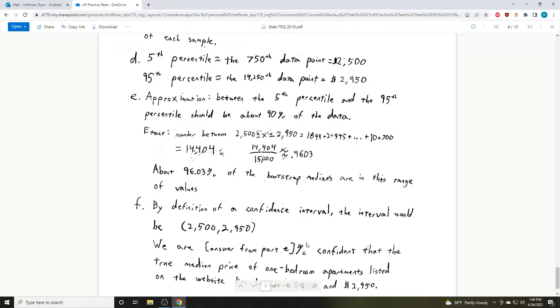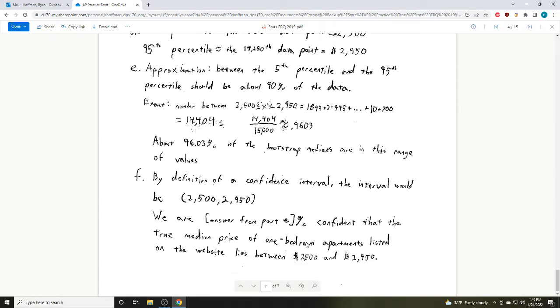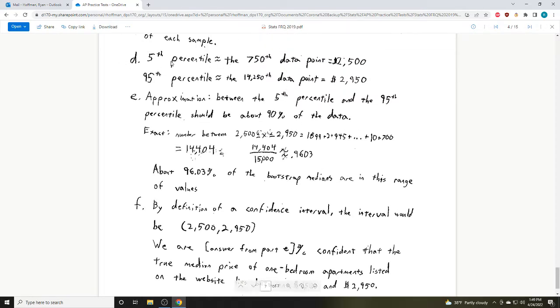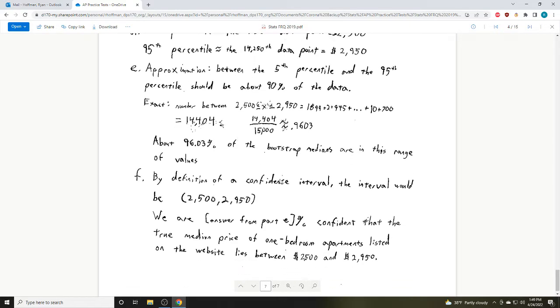So, by definition of a confidence interval, we can use that percentile to get an estimate of that low value and that high value and say we are that percent confident that the true median price is between these two values, which is the interpretation of a confidence interval. And they took either saying that 90% of the data is between here because we did the 5th percentile and the 95th percentile, or using that 96% that you got in part E.